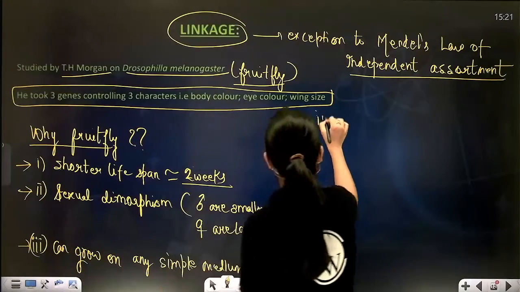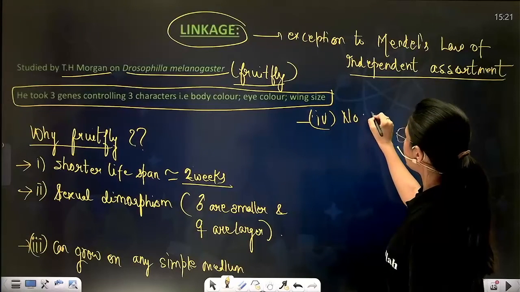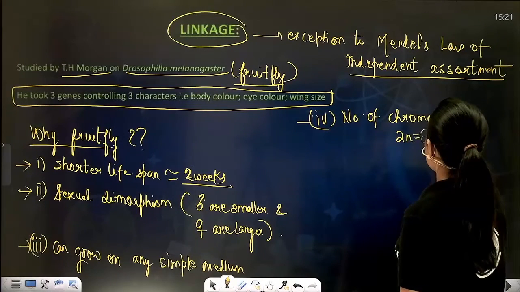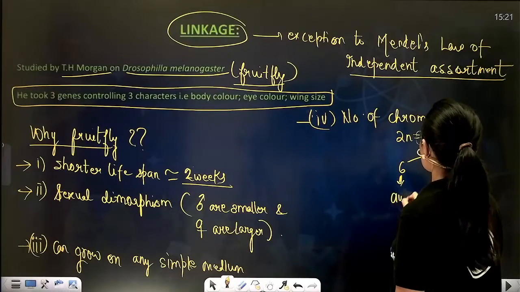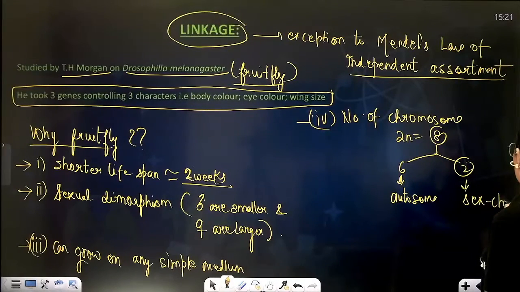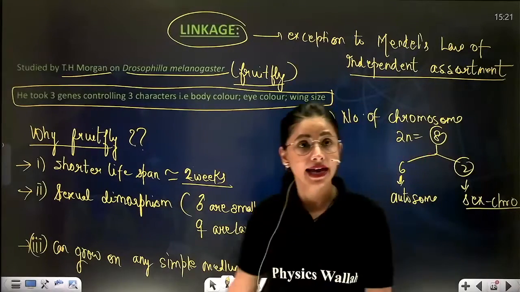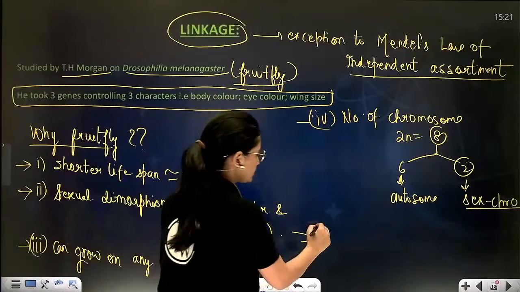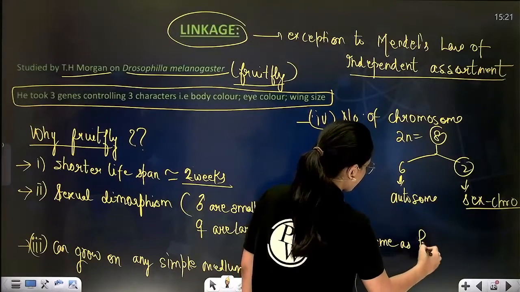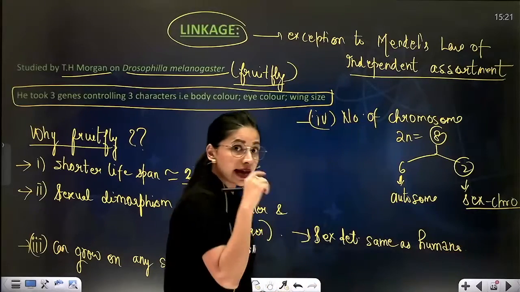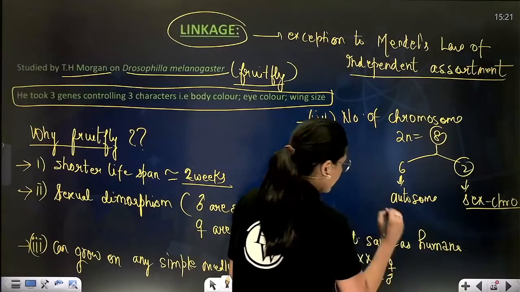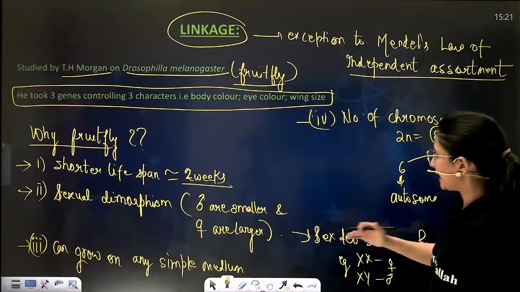Right? Fourth, the number of chromosomes in a diploid organism is very, very less. 2n is equal to 8. That means 6 are simply autosomes and 2 are simply sex chromosomes. Next point, they show the same sex determination as that of humans. For example, XX is female, and XY in case of Drosophila is also male. So these are the five points.